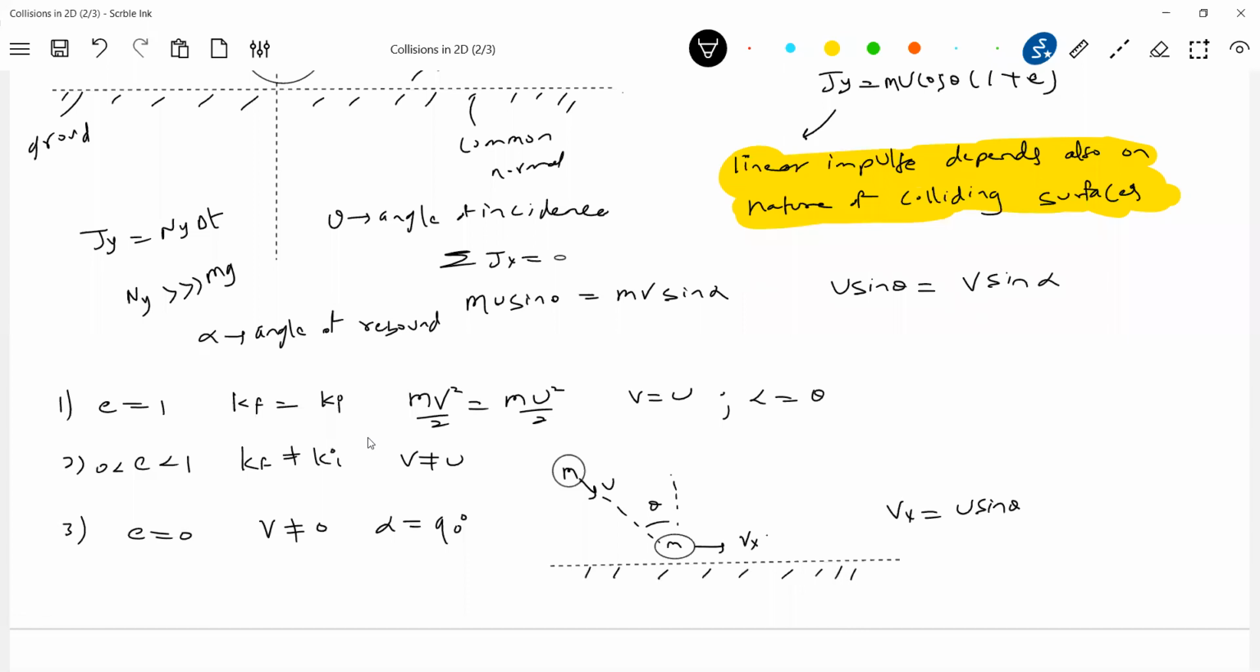Then what is the impulse? You can write Jy is equal to mu cos theta only, because e equal to 0. So it will be only mu cos theta.